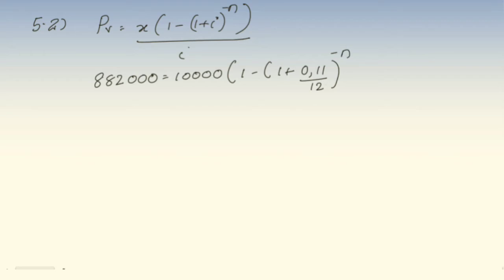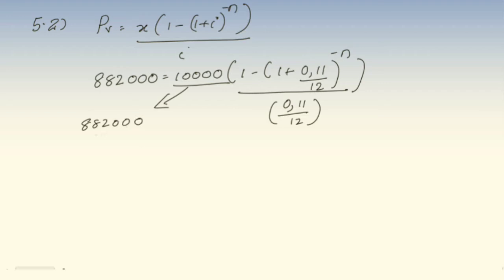The moment you divide i by 12, n is going to be the number of months. So i is 0,11 over 12. Now simplify, cross multiply and solve for n. We can see that n is in the power position. So after all the simplification, you have to apply log to find the value of n. So let me simplify this one. Send 10,000 to the other side, that is going to divide: 882,000 divided by 10,000.